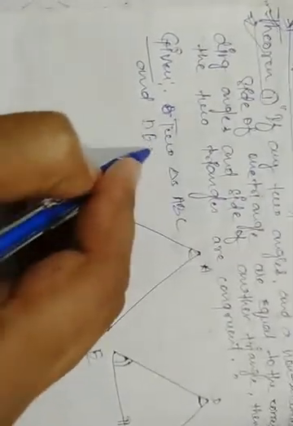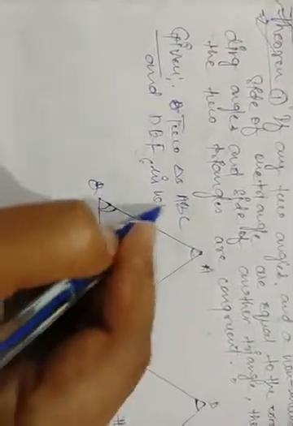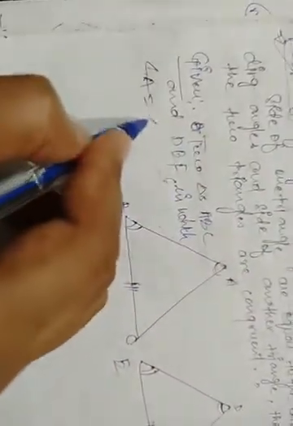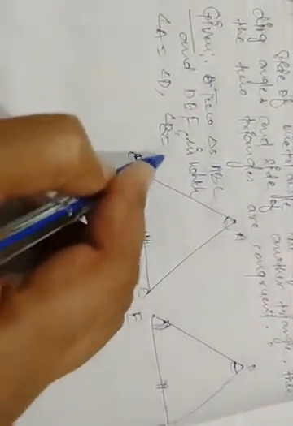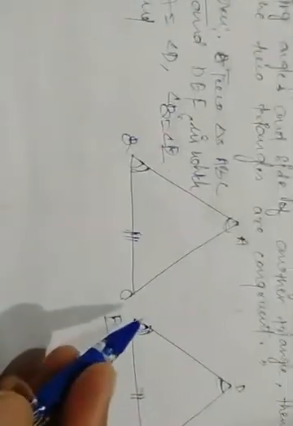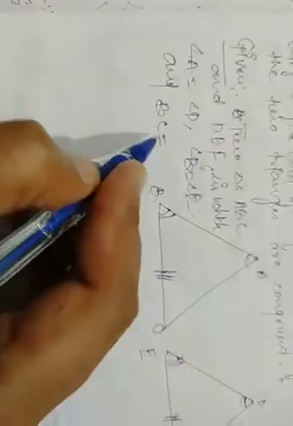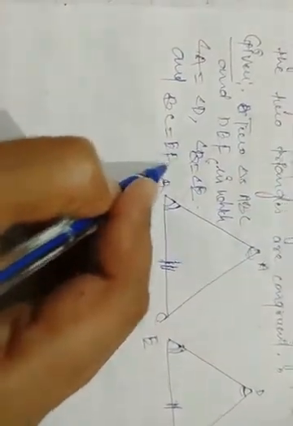First of all we write the given. Take two triangles ABC and DEF, in which angle A is equal to angle D, angle B is equal to angle E, and side BC is equal to side EF.